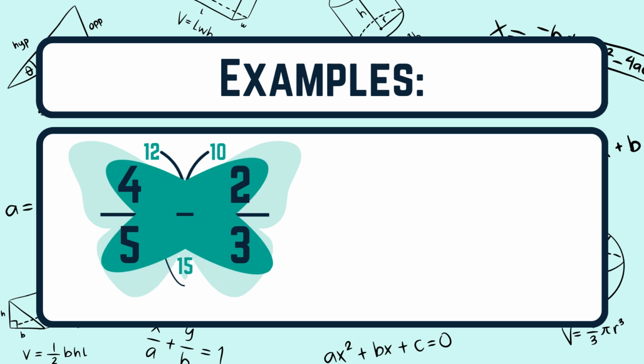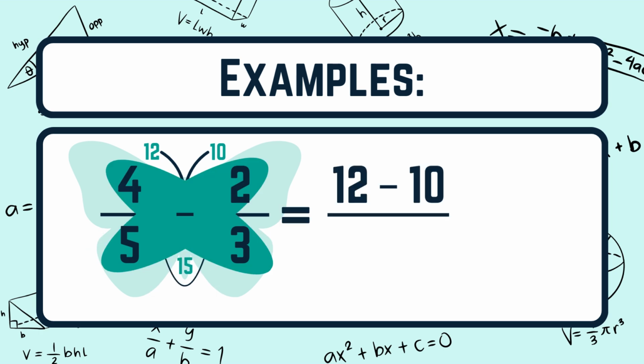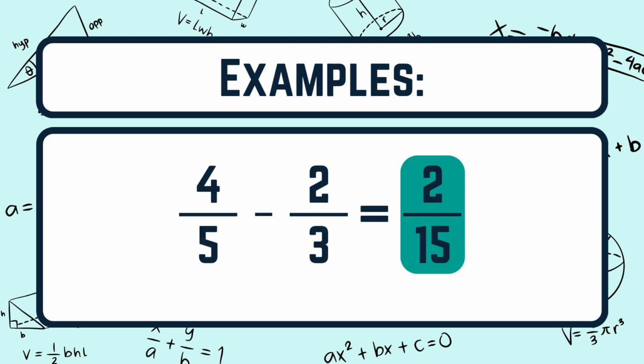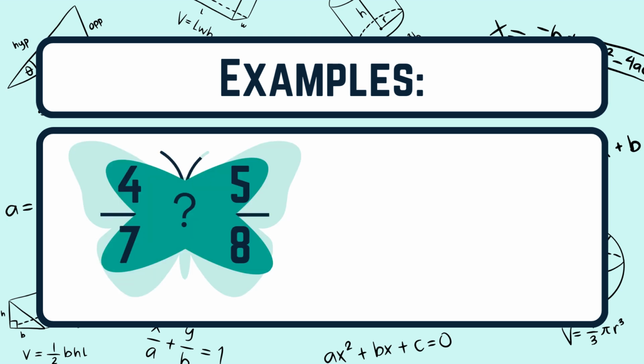Now we subtract the numbers inside of our antennas. We put this number in the numerator. 12 minus 10 equals 2. 2 is our numerator and 15 is our denominator. So 4 over 5 minus 2 over 3 is 2 over 15.